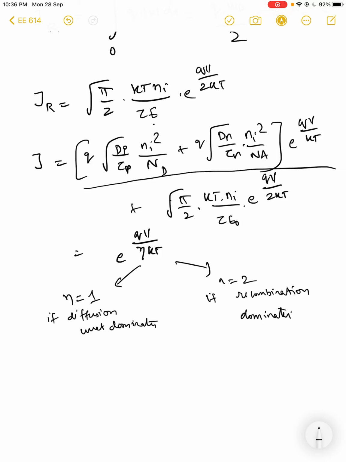Right. So with this treatment, we will stop this discussion on generation and recombination for now, and the next time we meet, let us talk about other non-ideality, which includes high injection condition.